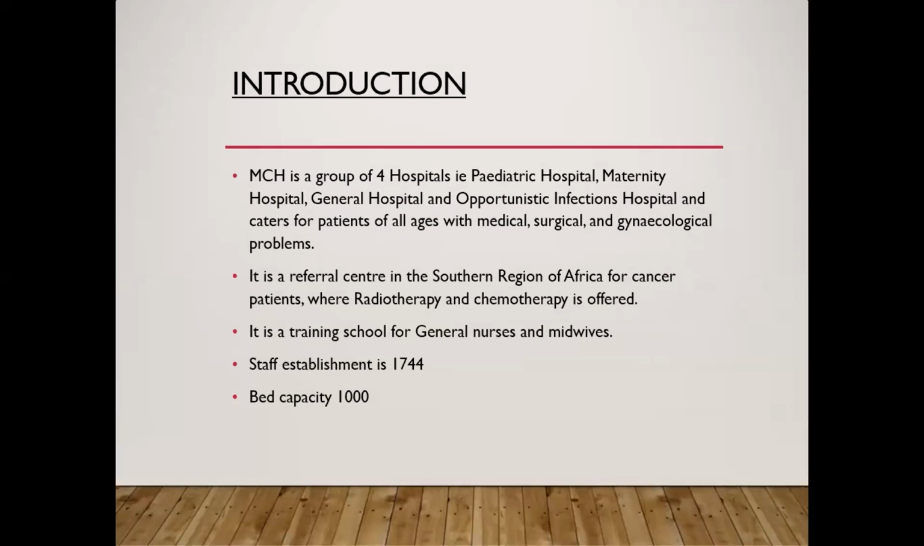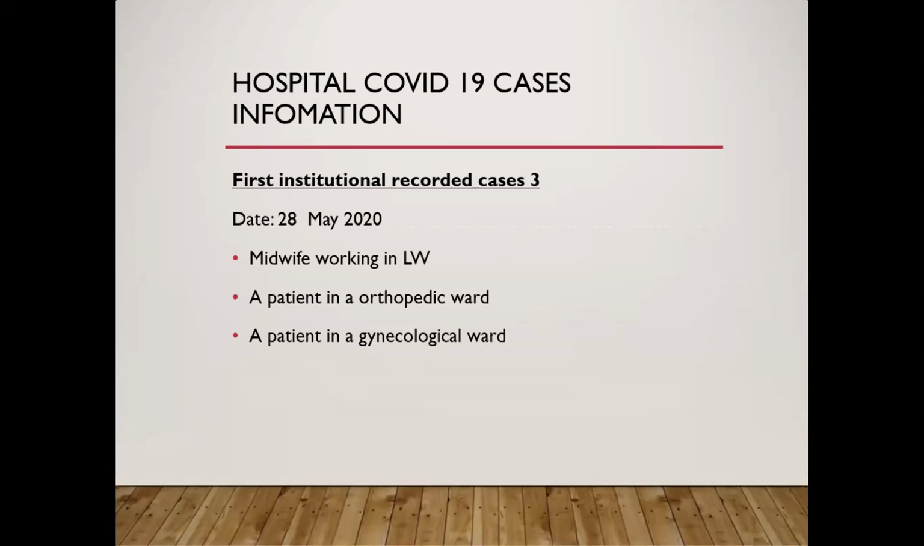So as an introduction, Mpilo Central Hospital is a group of 4 hospitals, that is a pediatric hospital, a maternity hospital, a general hospital. We also have an opportunistic infectious hospital. It caters for all patients, all ages, with medical, surgical, and also gynecological conditions. It is a referral center in the southern region of Africa for cancer patients where radiotherapy and chemotherapy are offered. And it's also a training school for general nurses and midwives. The staff establishment is 1,744. The bed capacity is 1,000. That's Mpilo Central Hospital.